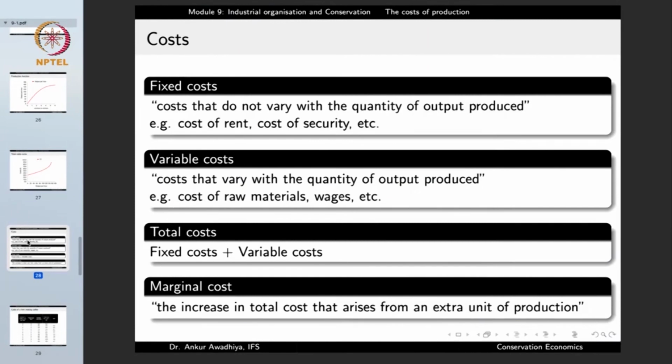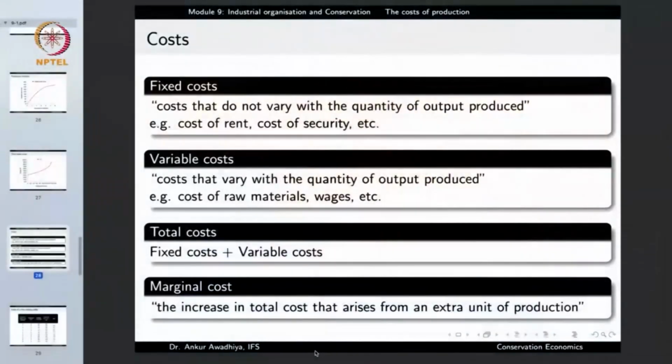And total cost includes the fixed cost and the variable cost. Fixed costs are costs that do not vary with the quantity of output produced, such as the cost of rent, the cost of security, and so on. So, whether the firm produces 0 samosas or whether it produces 150 samosas in an hour, the rental cost of land will remain the same.